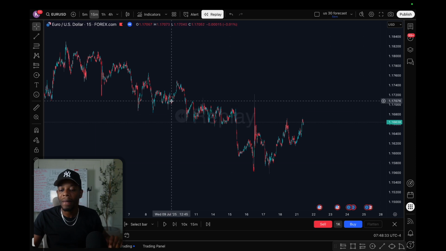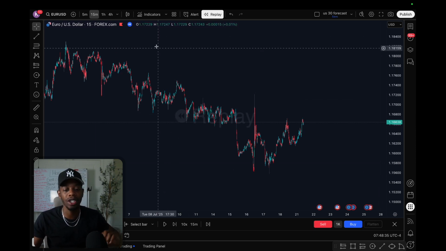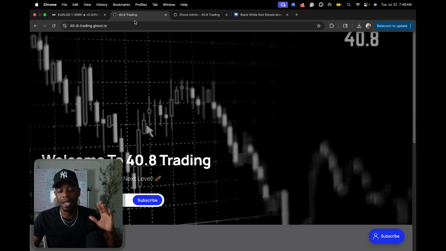Super simple strategy. But before I actually show you the strategy, I actually want to show you the setup room. We're going to take a brief moment.